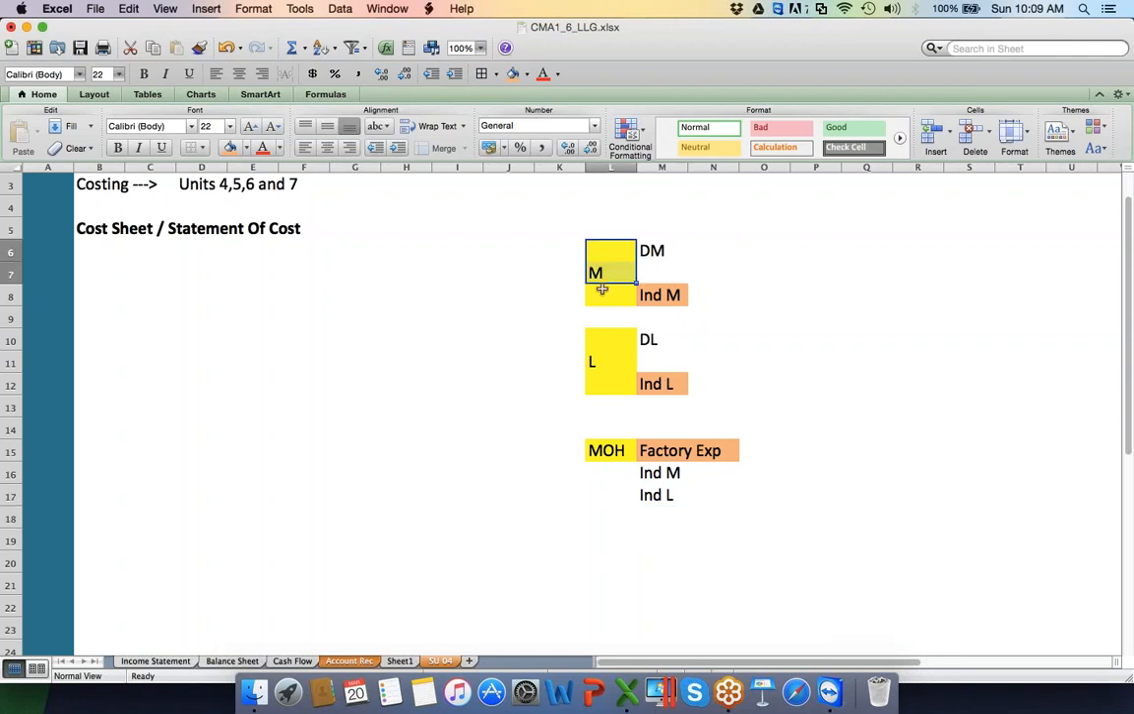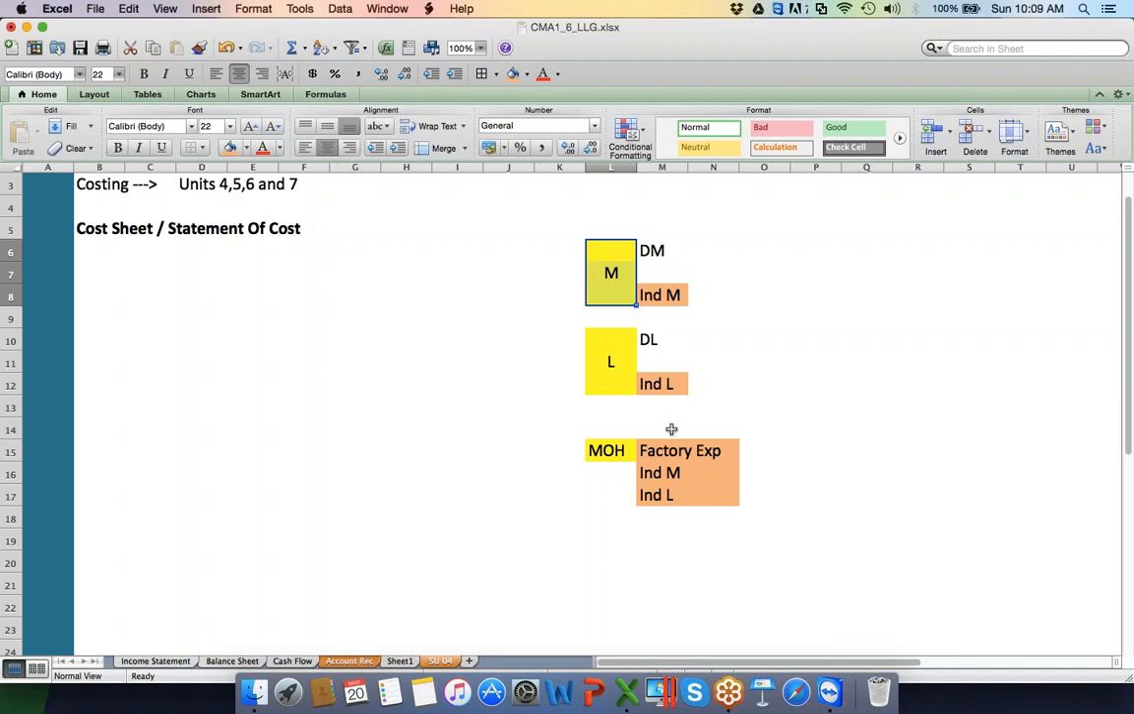Once you classify the material into direct and indirect, the indirect portion you should send to manufacturing overhead. Once you classify the labor into direct and indirect, the indirect labor should be sent to the manufacturing overhead. So in the manufacturing overhead, you have three cost components. What are they? Factory expenses, indirect material, and indirect labor. Do not add this material in the material cost.